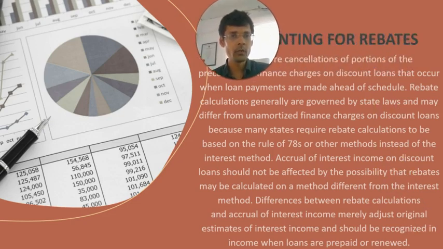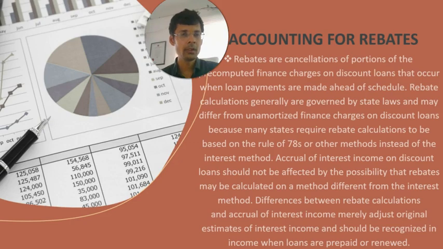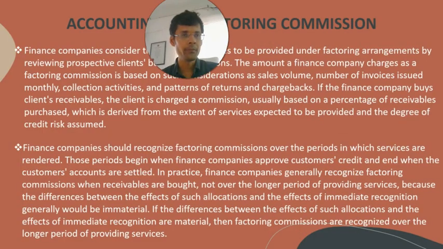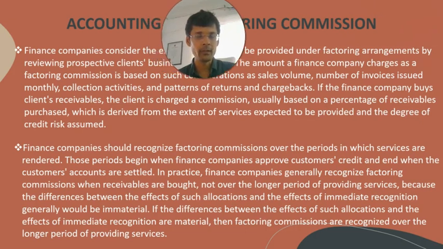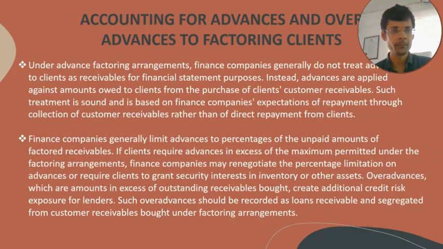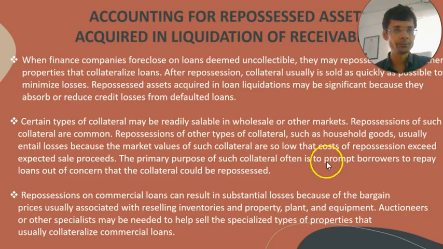Rebates need to be accounted for, and those are a part of the loan. So they need to be accounted for correctly. And accounting for factoring commission. As explained in the previous example, there will be a difference between the amount that will be received and that's being paid on accounting of factoring. So that will be accounted as factoring commission.